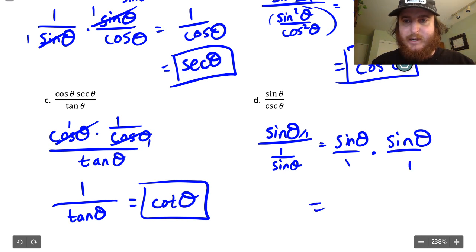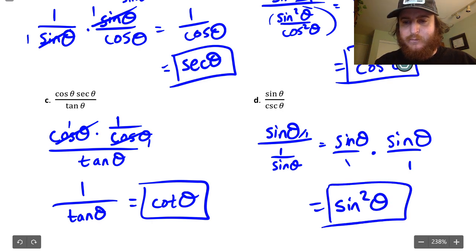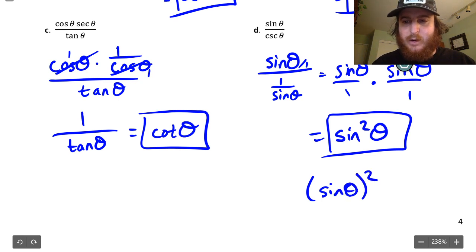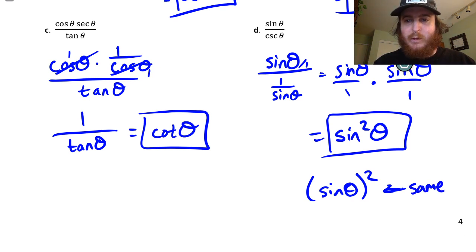And sine theta times sine theta, it's like having x times x, right? What's x times x? It's x squared. Sine theta times sine theta is going to become sine theta squared, right? If you had written it as sine theta times itself, that's sine theta squared, that works. It's the same thing, but the math notation a lot of times will be written with that squared first.